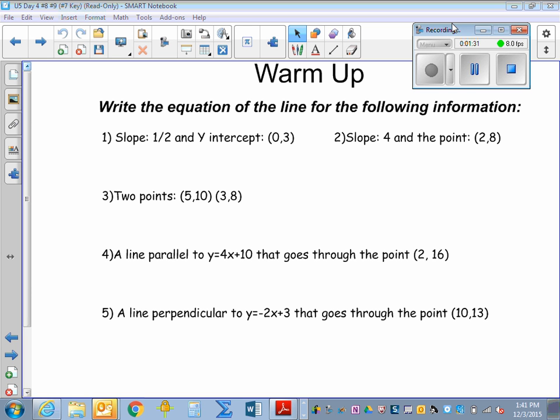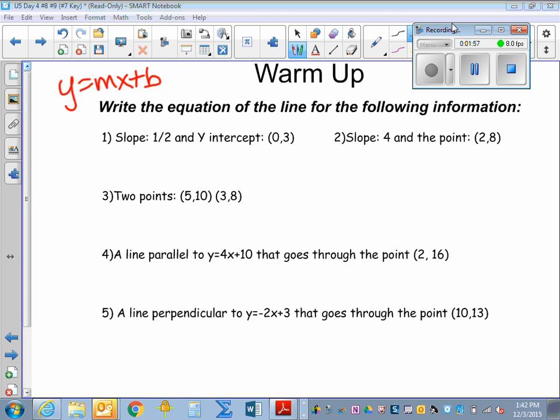Okay, so let's take a look at our warm-up. The first one should be extremely easy. Slope is 1/2 and y-intercept is (0, 3). Remember, for all of these, we use our equation y equals mx plus b. That's what we're starting with every single time. We need to take our values that we have and put them in.